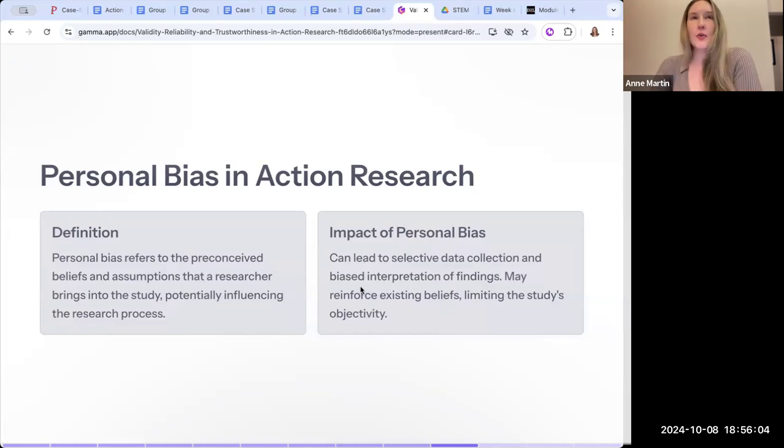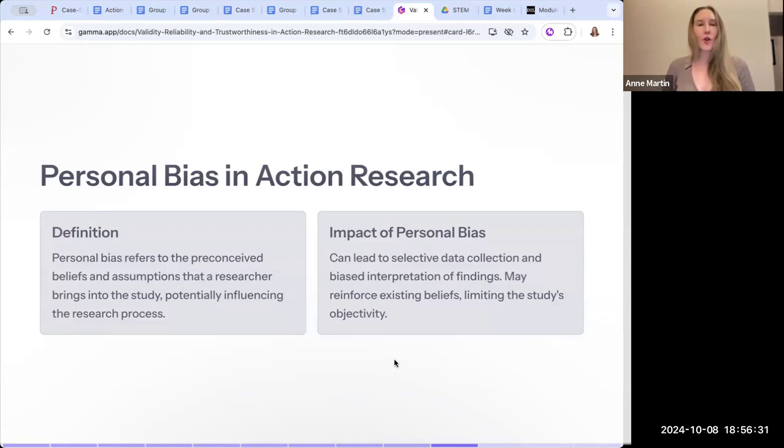So if you are not doing a good job engaging in reflexivity, which is reflecting on how your personal biases and your positionality are impacting your interpretation of the results, it could lead to an interpretation of the data that is biased, like this reinforcing your existing beliefs, and it could limit the study's objectivity.